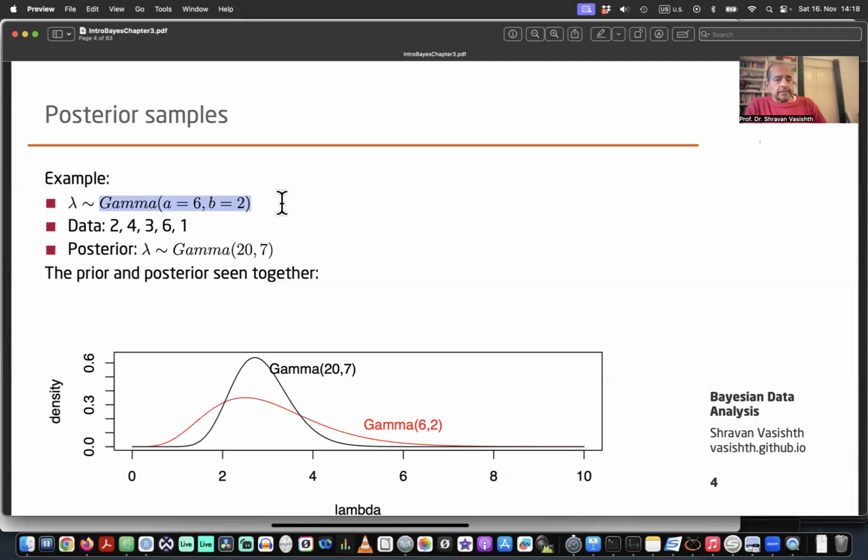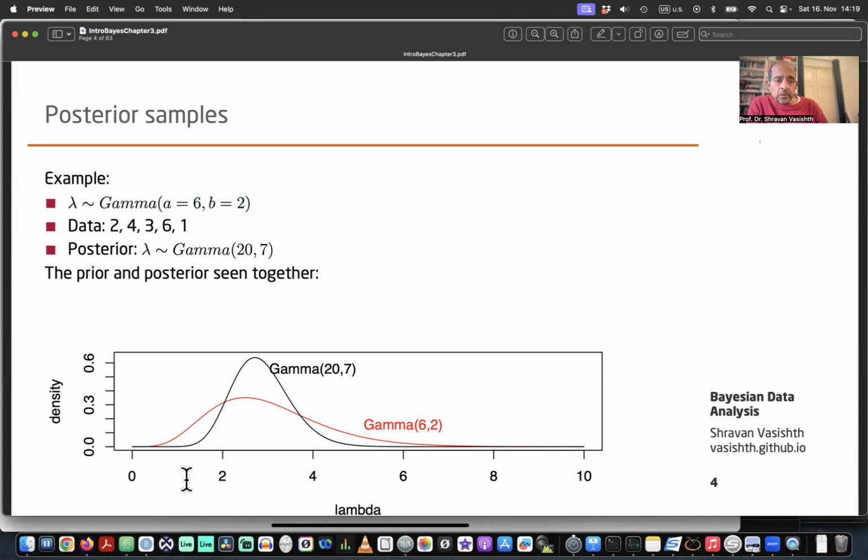And in that case, we won't get a conjugate situation again. That means our posterior would not be of the same family as the prior anymore. And there, we're going to have to use computational tools to get this posterior distribution, right? Or some posterior distribution representing the posterior on lambda. It won't be a gamma anymore because we don't have a conjugate case anymore.